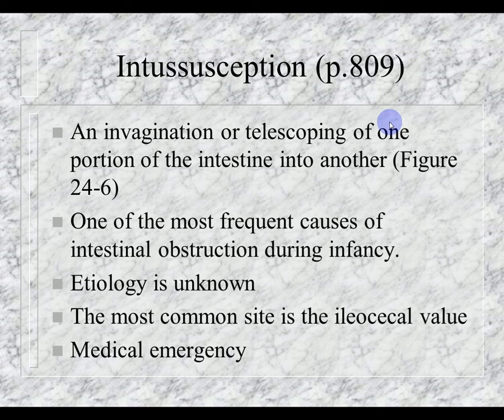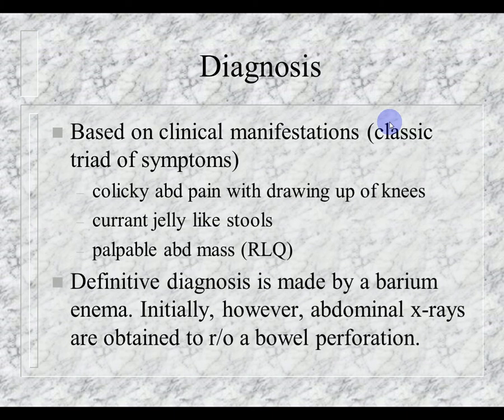It's based upon clinical manifestations. There's supposed to be a classic triad of symptoms that you see. And they are colicky abdominal pain, number one, and this child screaming intermittently with their knees drawn up. Currant jelly-like stools, we talked about that earlier with Meckel's diverticulum. But if you'll remember, with Meckel's diverticulum, it was painless. With these children, they usually have pain. And then a palpable abdominal mass in the right lower quadrant.